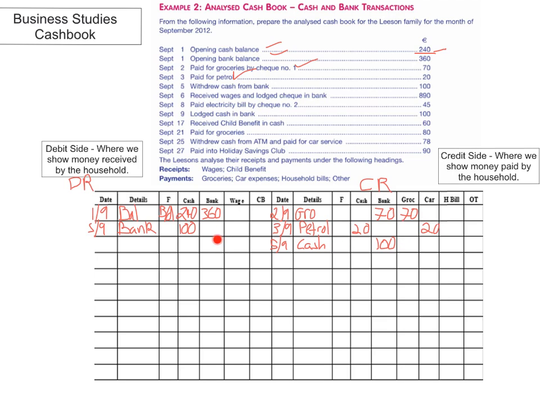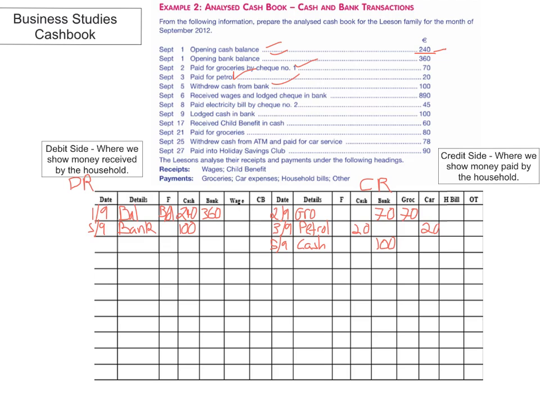And this is the question that will trick most people. So withdrew cash from the bank, €100. So you received money, and how did you receive it? Did you receive it in cash or was it into your bank account? You withdrew the cash, so you received €100 in cash. That's why we say bank and put it into cash. And on the opposite side, the credit side, we will say cash as our details, and we will put €100 into our bank because it came from our bank account.